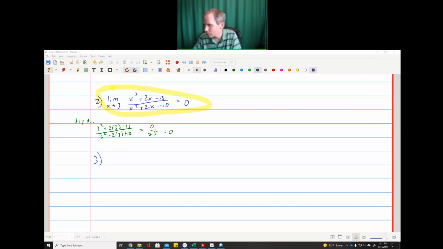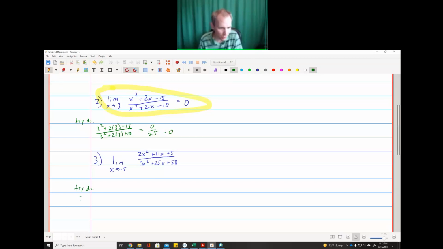We have the limit as x approaches negative 5 of 2x squared plus 11x plus 5 over 3x squared plus 25x plus 50. Okay, and this looks like the ones that we were doing earlier, but a little bit messier. So let's just go ahead and follow the same procedure. Try direct substitution.